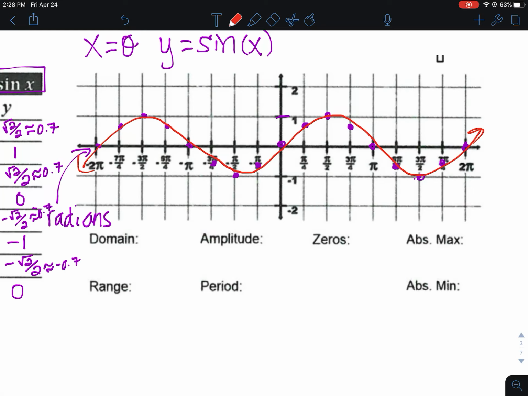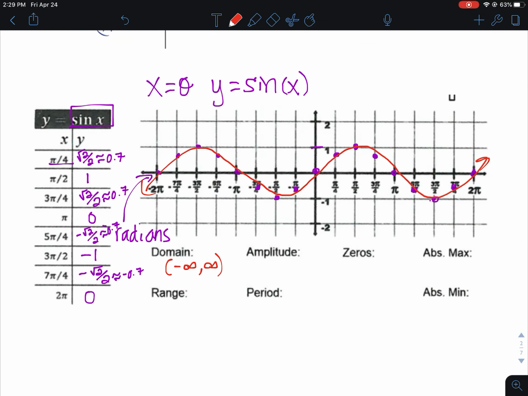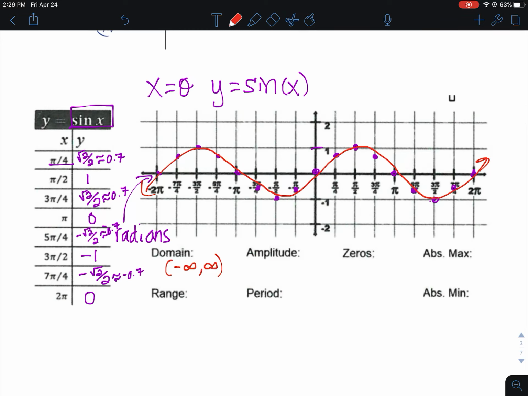So let's see if we can answer a couple questions about this sine function. First of all, what is the domain? If it keeps going to the right forever and it keeps going to the left forever, the domain is going to be all real numbers. What would we say is the range? Well, if you look, it never goes higher than 1 and never goes lower than negative 1. So my range would be negative 1 to 1.